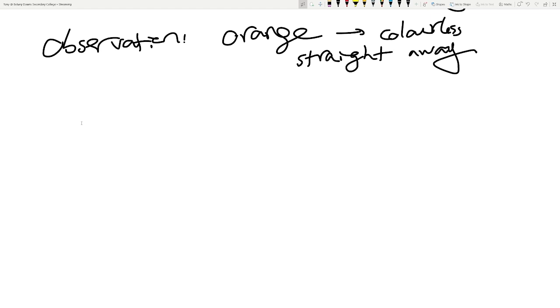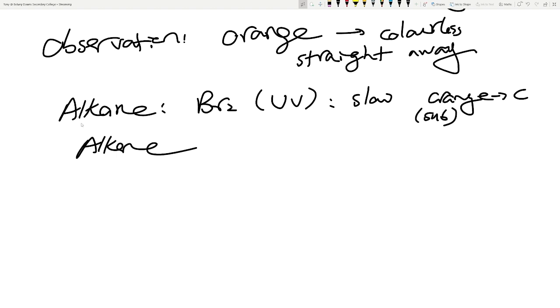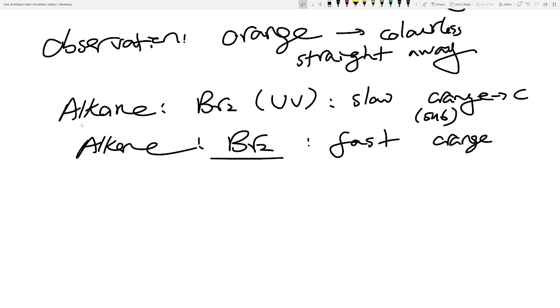How you can distinguish alkanes and alkenes from the rest is that with the alkanes, with the bromine water, they need UV light, and this reaction is very slow, so it goes from orange to colorless very slowly. But then with the alkene, and why is it slow? Because this is a substitution reaction. With the alkene you just need bromine water, you don't need UV light, and this is very fast, and then you go from orange to colorless very quickly, and this is an addition reaction, and then you need to complete the reaction to show that.